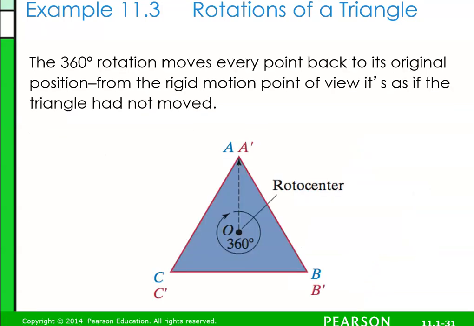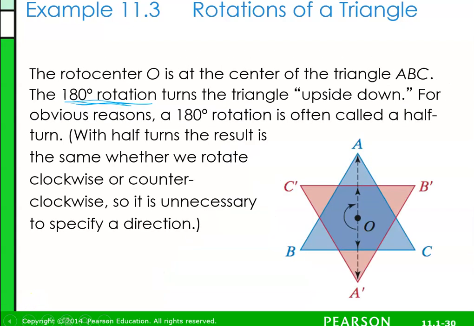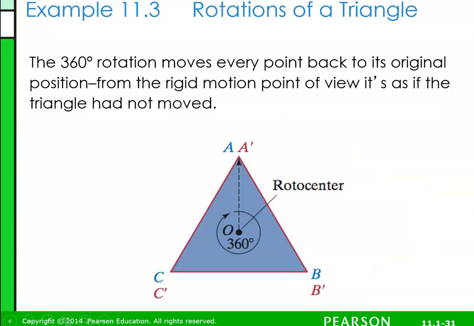Here we have the rotocenter. I meant to highlight that before. Again, the rotocenter is inside the triangle, and in this case it is here as well. In this one we're doing a 360 rotation, and again, it doesn't matter if you say clockwise or counterclockwise, so you end up with the same image. That moves every point back to its original position, so you can really think of that as the identity.